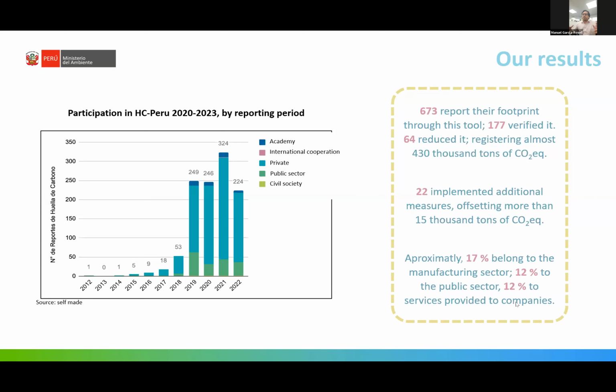Also, we can use this information to know more about the actions implemented in different sectors. For example, in this figure, we can see the implementation from the academy, international cooperation, private, public sector, and civil society, but we can even see this in more detail to know more about how the companies are being engaged in this tool. The next one, please.